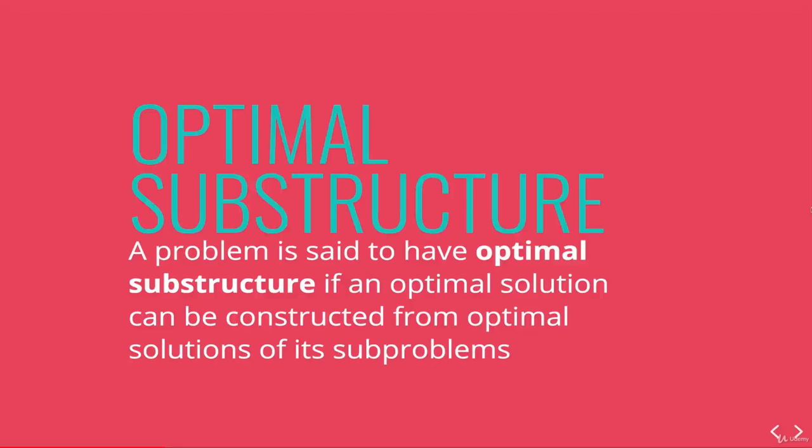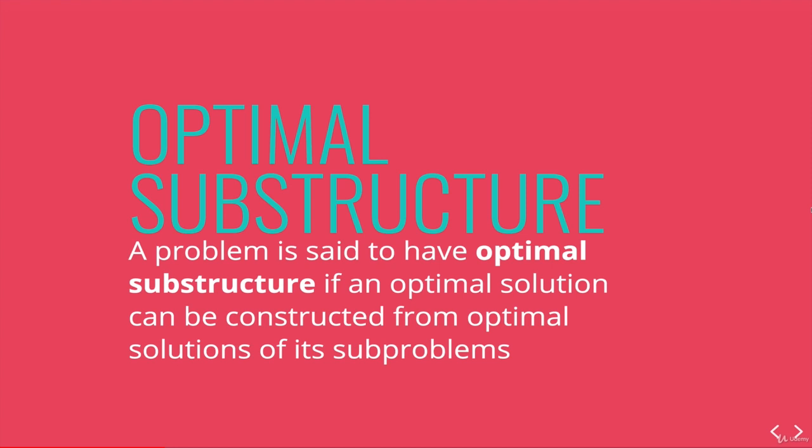Welcome back. So that was overlapping subproblems. Next, we're talking about the second feature that needs to be present in a given problem in order for us to use dynamic programming to speed it up. Okay, so that thing is optimal substructure. Okay, let's take a deep breath.